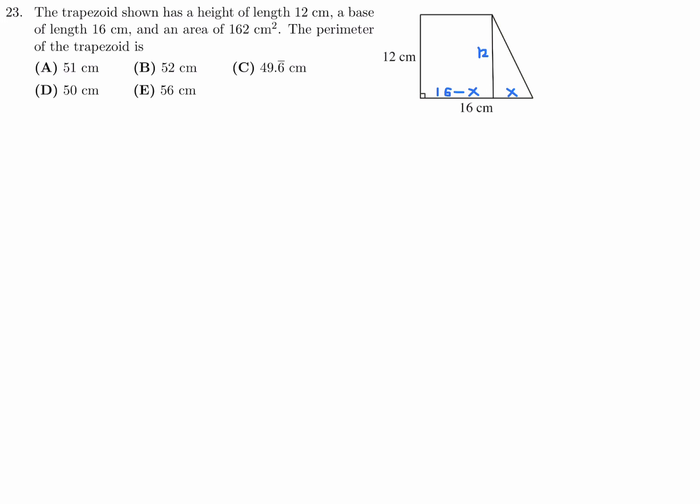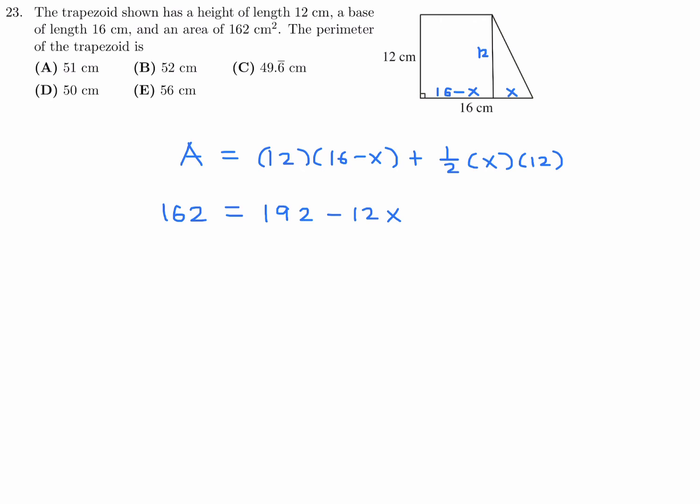Now, the area is first the area of the rectangle, which is 12 times 16 minus x. And then the triangle, which is 1/2 base times height, 1/2 x times 12. And they told me the area is 162. So I put the 162 there. Now let's expand this. This is going to be 192 minus 12x, and that is just 6x. So this becomes 30 minus 6x is 0, so 6x is equal to 30, and therefore x is equal to 5.